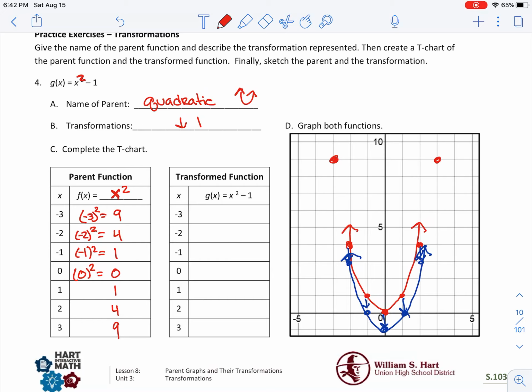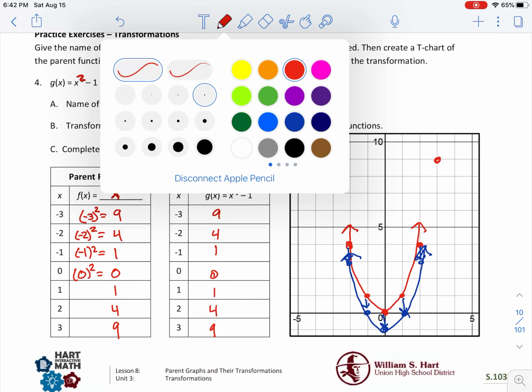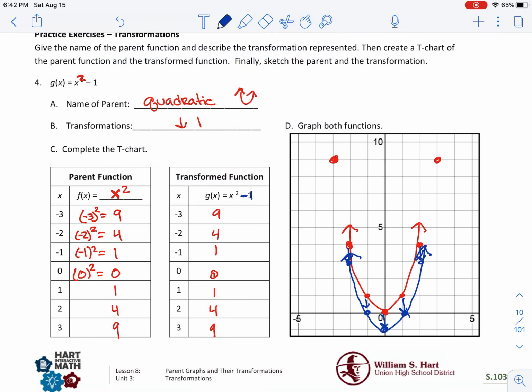So then you can memorize that we are just taking our original piece, that 9, 4, 1, 0, 1, 4, 9, and we're dealing with that -1 portion. We're just subtracting 1 from everything. When it's one transformation, it's really nice and easy to finish this off. When it's more than one transformation, there are some more things for us to consider.